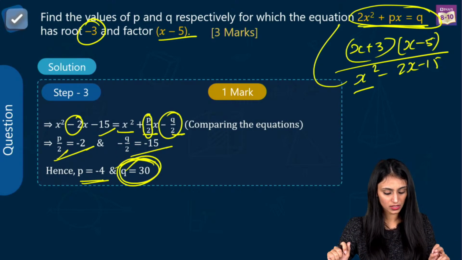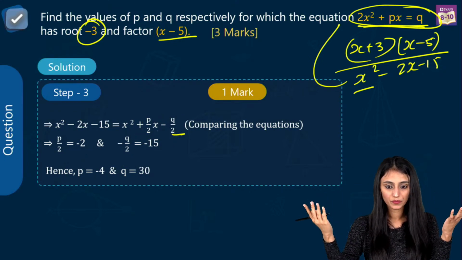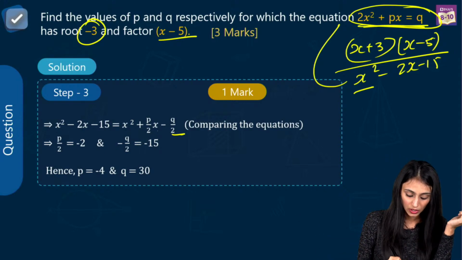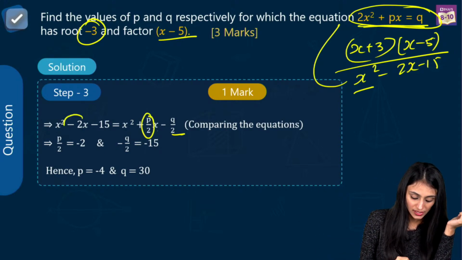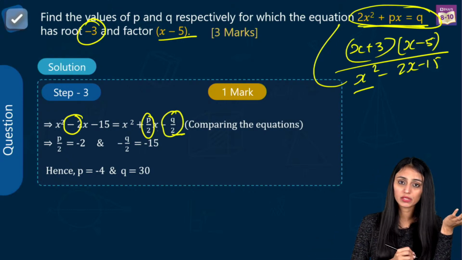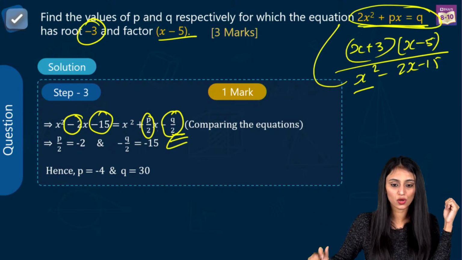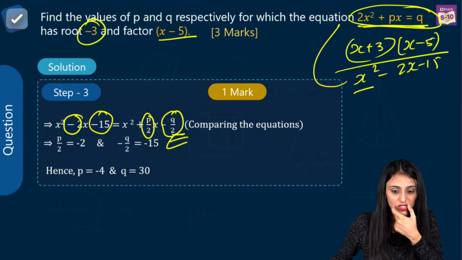Arvind Singh, again, step 3. See, what we are doing is just comparing them, right? How do you do the comparison? Here with x, I have p by 2. Here with x, I have minus 2. Equate them. You will get the value. Similarly, here the constant term is minus q by 2. Here the constant term is minus 15. Equate them, get the value, solve it and you will get the value.